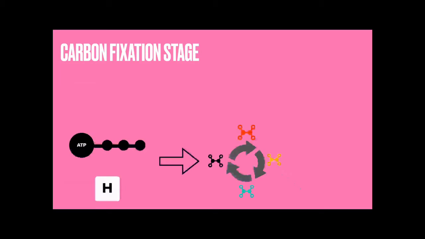It came from the water, which is split in stage 1. So we've got ATP and hydrogen coming from stage 1. That goes into the chemical reactions in the carbon fixation stage. Now we need to know our other raw material. Can you remember the other raw material of photosynthesis?